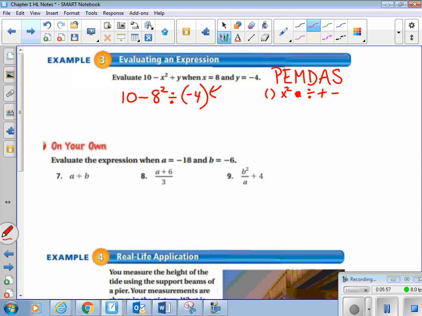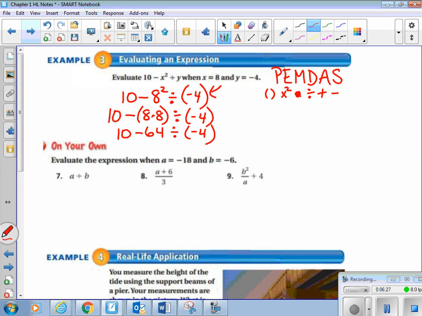So here I'm looking at 10 minus 8 times 8. Remember, an exponent tells you how many times you want to multiply your base by itself. Still divided by negative 4. So 8 times 8 is 64. So we now have 10 minus 64 divided by negative 4. All right, I got rid of my exponent.